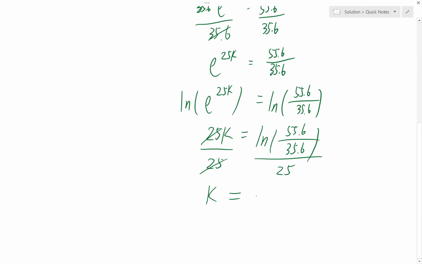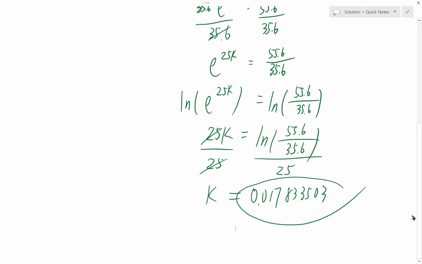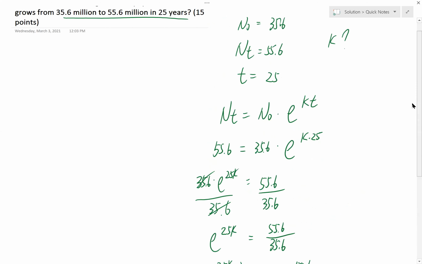And then the very last step, dividing 25 from both sides of the equation. K by itself. And here I'm going to keep as many decimals as possible because this is not the final result, so we do not round it yet, not until we get to the final step. ln of 55.6 over 35.6 divided by 25. And this is 0.017833503. So I copy the entire decimal places to be more accurate. Okay, so we have the K value.